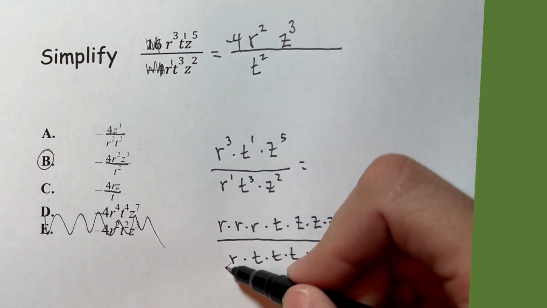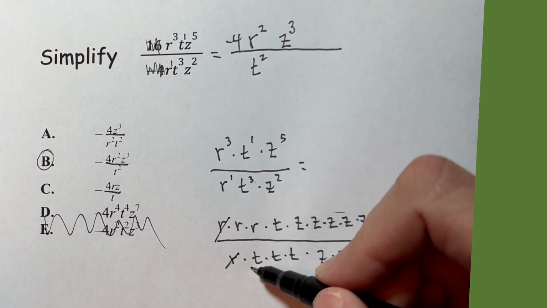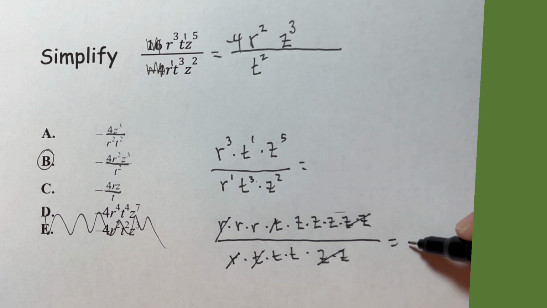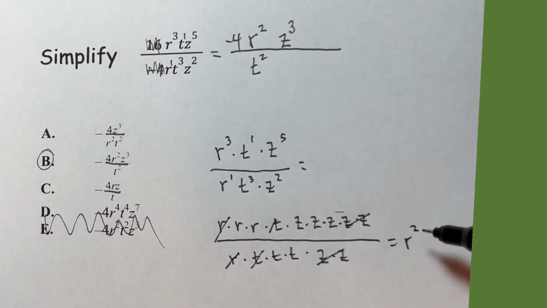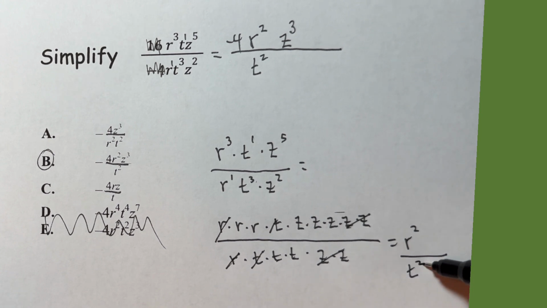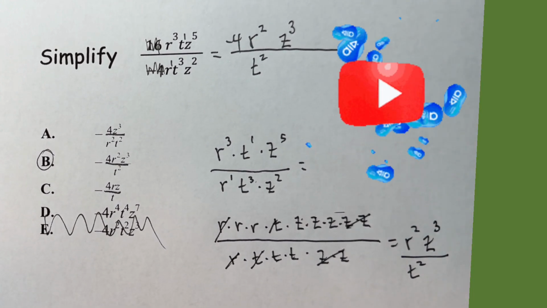So I can take 1 r off of each of these. I can take 1 t from each. I can take 2 z's. And what do I have left? r squared over 1, 2, t squared, and then I've got 1, 2, 3 z's on the top. And there you go.